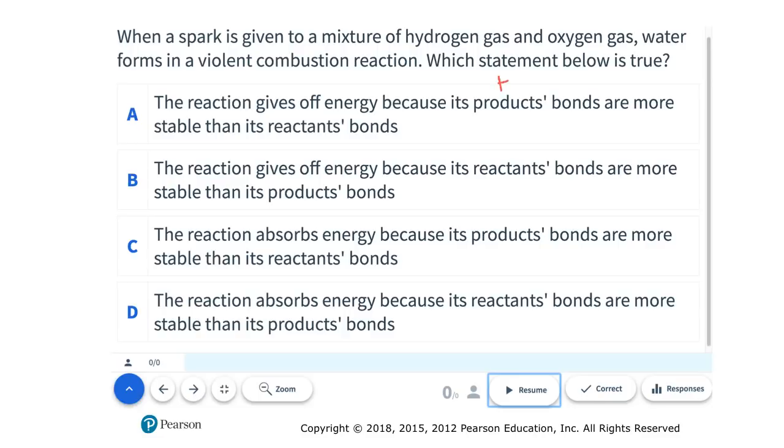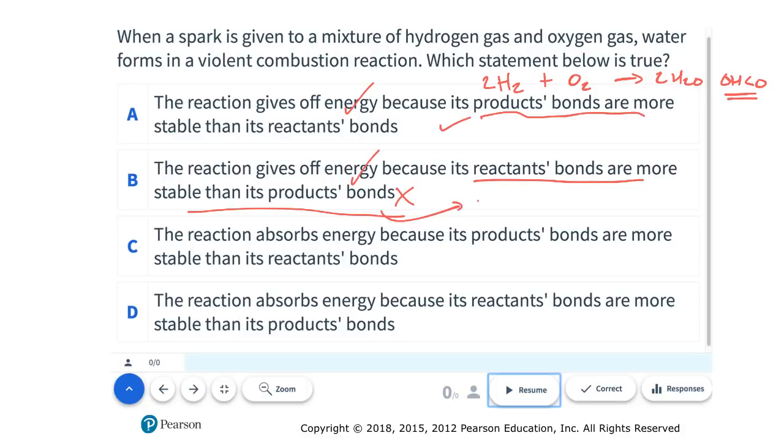So then when you look at that reaction of 2H2 plus O2 goes to 2H2O, delta H is exothermic by quite a bit. So energy is given off by the reaction because the product's bonds are more stable, not because the reactants' bonds are more stable. If the reactants' bonds are more stable, it's going to take more energy to break the bonds than you get back by making the new bonds. This statement here, the reactants' bonds being more stable than the products' bonds, this would be true for an endothermic reaction, not for an exothermic reaction.